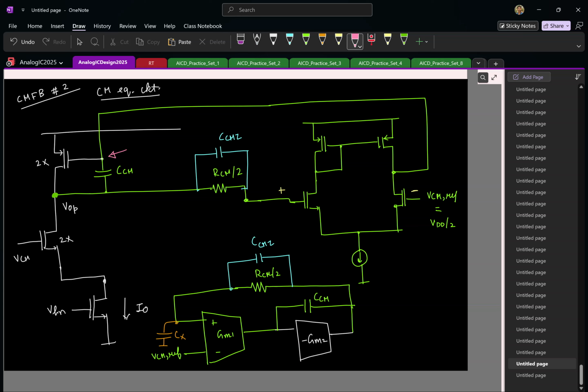What will this voltage be set to? Yeah, VDD minus VSG of the PMOS transistor at some current I naught by 2. Okay, which means the output of the first stage should be this value. Now tell me whether this is better or I should replace it with the PMOS transistor. Why is this better?